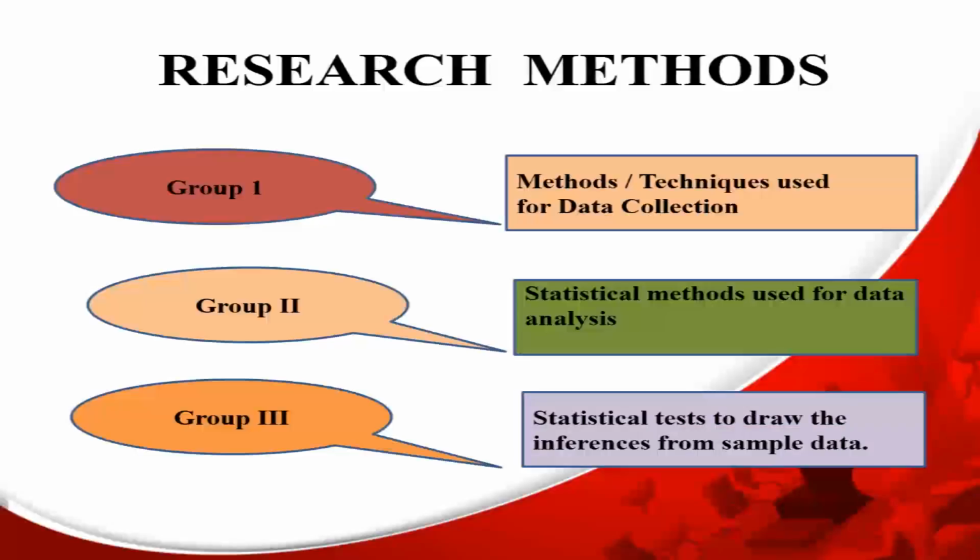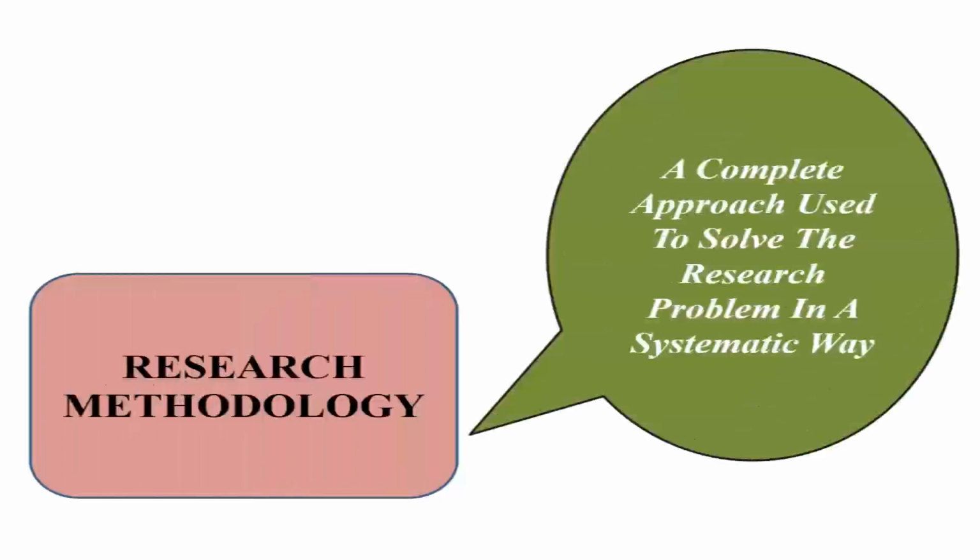On the other hand, research methodology is a complete approach used to solve the research problem in a systematic way. It is a way to find out the solution of a given problem on a specific topic.